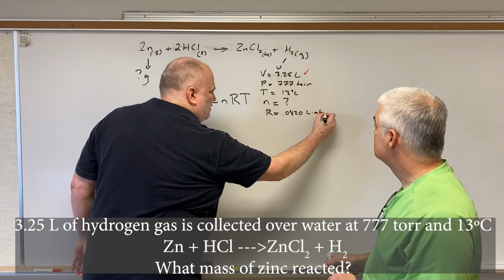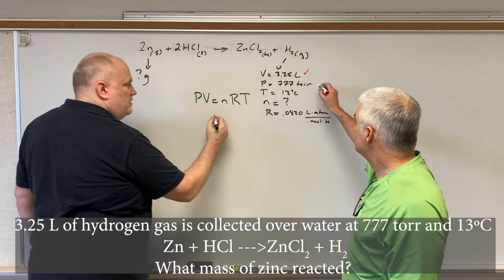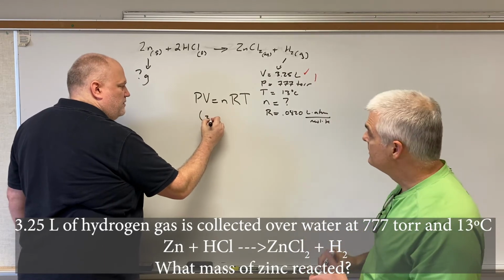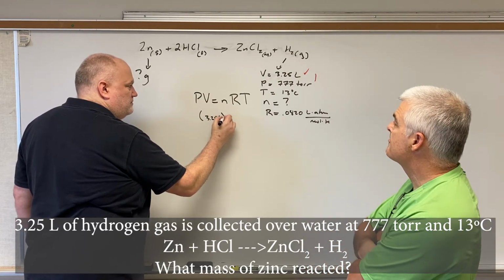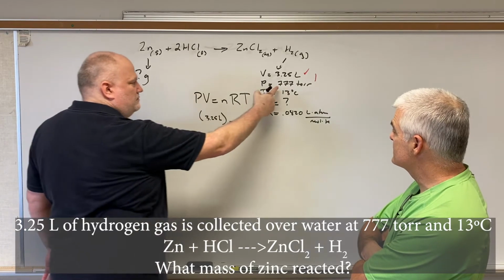Until you get solid with this, I would suggest you write this down because that tells us the units. So our liters are here. I'm going to put them into the problem here, 3.25 liters. And that's our volume. The pressure is 777 torr.